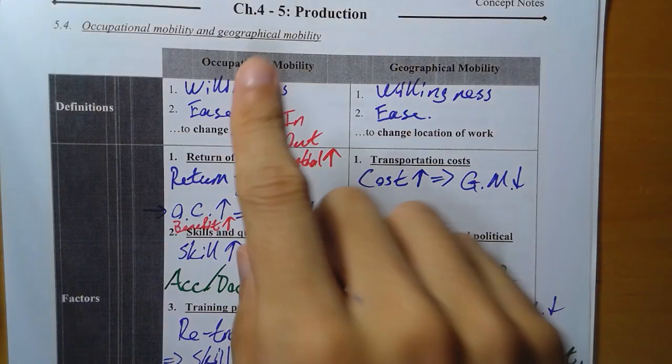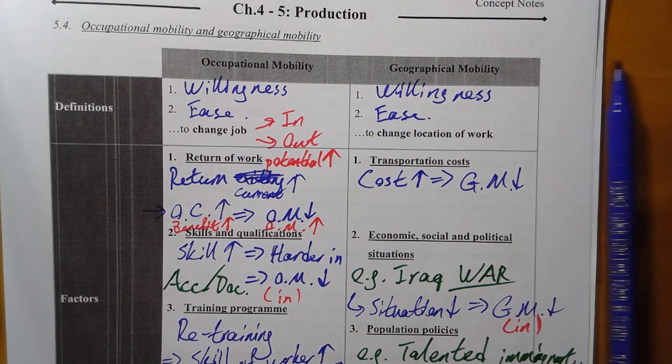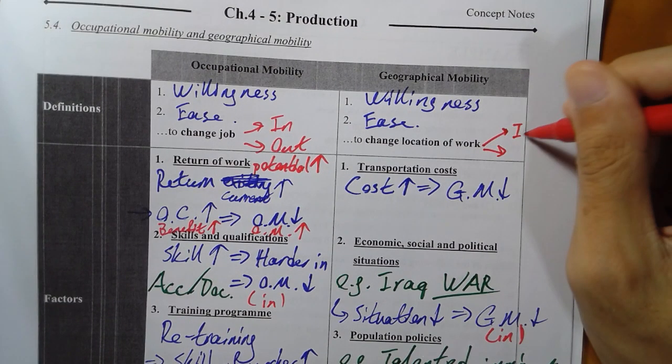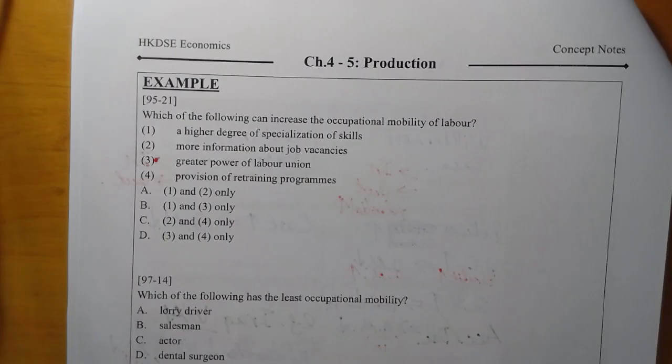So that would be geographical mobility and occupational mobility in short. Remember, willingness and ease to change job and change location. Remember, we are always, when we talk about change, we have both in and out, alright? In and out, alright? So let's look at some example and call it the end. Oh, actually, quite a lot of examples here. We should be able to be done with it quite quickly.